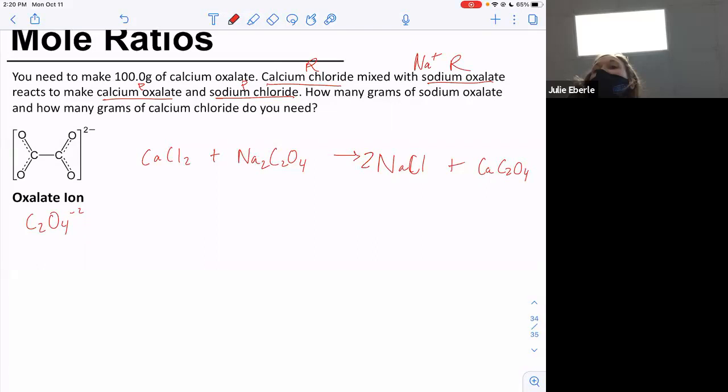Okay, so that's the first part of the problem. Here's where the actual questions begin though. How many grams of sodium oxalate? That's one question. Second question is how many grams of calcium chloride do you need? Let's just answer one at a time.